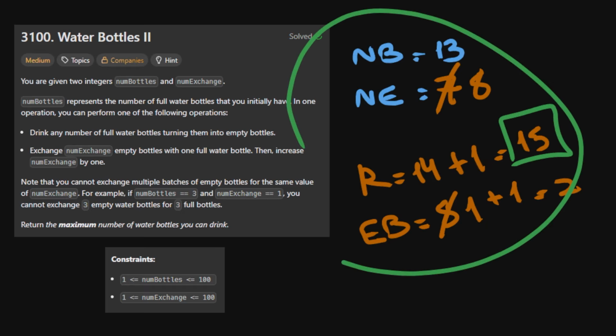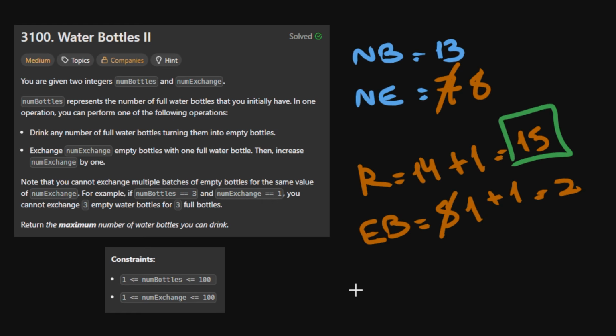So this is the entire approach. Here time complexity will be roughly big O of 1, and I say roughly because the number of bottles and numExchange is different for every test case, so this is not technically big O of 1, but it's a very fast algorithm because these constraints are very small. So with this in mind, let's go with the code.